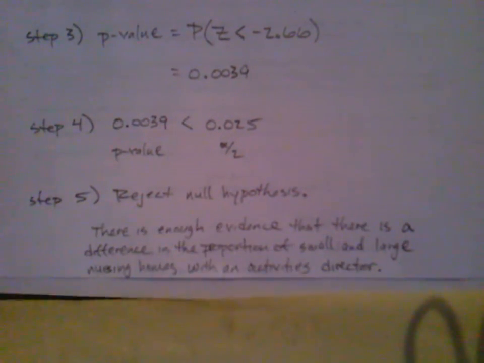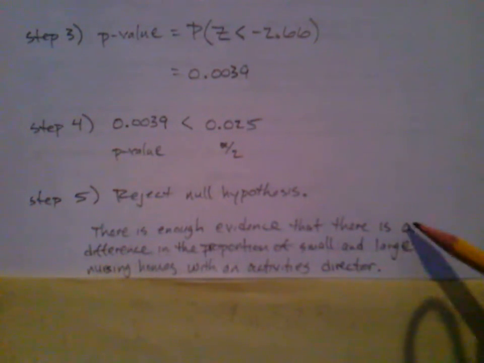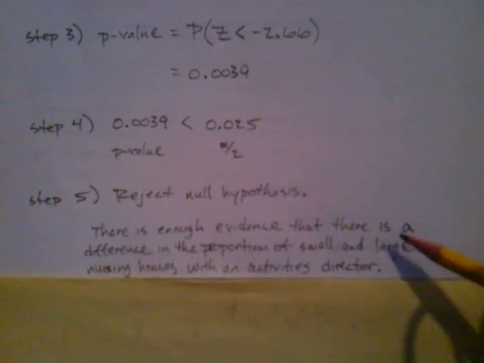And here it is, just in a sentence, and I was running out of space at the bottom of my page. There is enough evidence that there is a difference in the proportion of small and large nursing homes with an activities director. When it comes to phrasing this interpretation, I really just look at exactly the question that was asked. So they said test the claim that there is a difference in the proportion of the small and large nursing homes, so I just went ahead, there is evidence that, and copied that part.